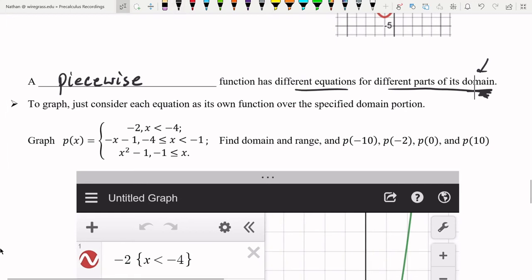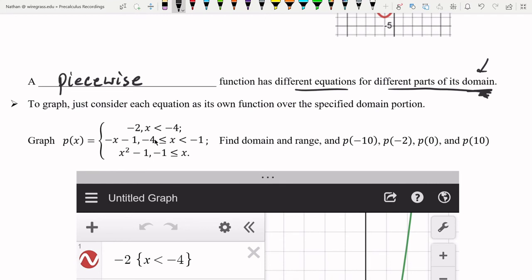So here we have a piecewise function. This is how it's going to be written as you see it: this curly brace and then the different equations. The first one has -2 for when x is less than -4. So anything less than -4, we're going to use this equation.